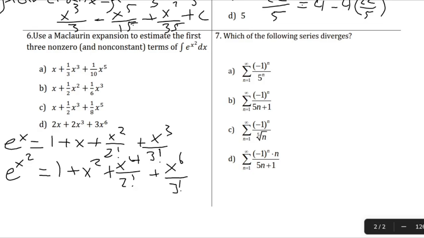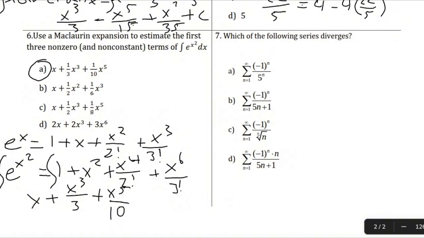So then we need to integrate that, and then when we integrate that, we get x plus x cubed over 3 plus x to the 5th over 2 factorial times 5, which becomes 10. So then our final answer here will match up with A. This is going to be our answer.